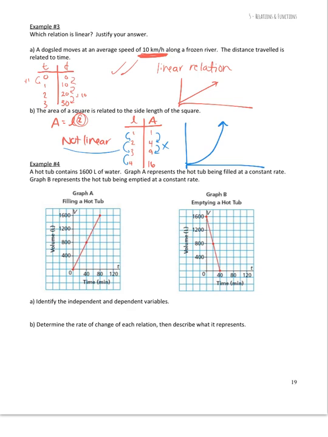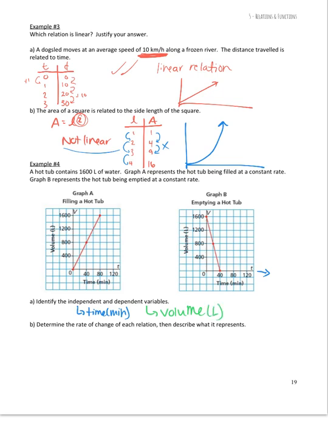A hot tub contains 1,600 liters of water. Graph A represents the hot tub being filled at a constant rate. Graph B represents the hot tub being emptied at a constant rate. Identify the independent and dependent variables. So our independent variable is the one along the x-axis. So the independent is time in minutes. The dependent variable is our y value, so it's our volume. Our volume depends on how much time it has been given to fill or empty.